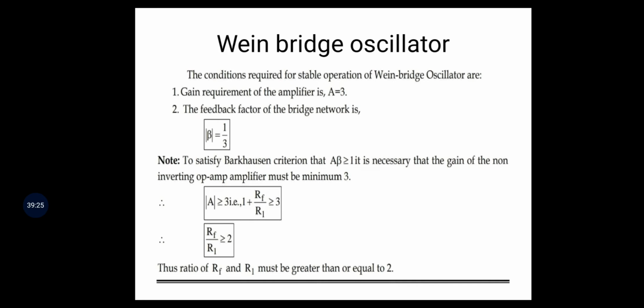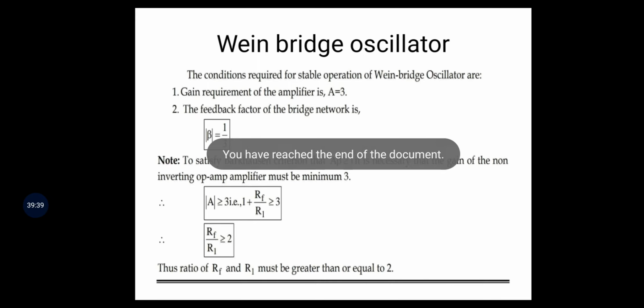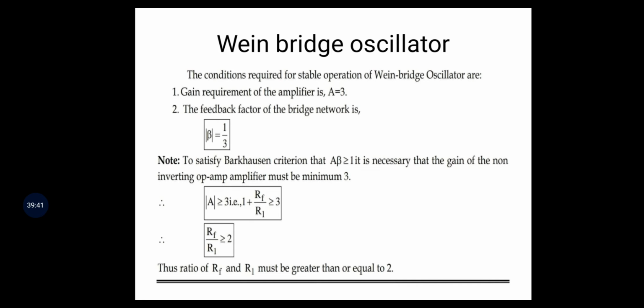If Rf is greater than 2R1 it is the best condition, but the minimum condition is Rf equal to 2R1. So these are the conditions required for the Wien bridge oscillator to give an output waveform.